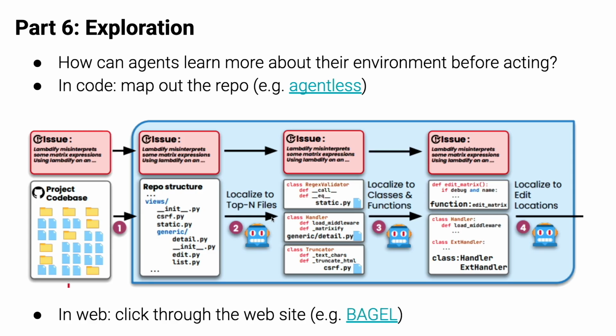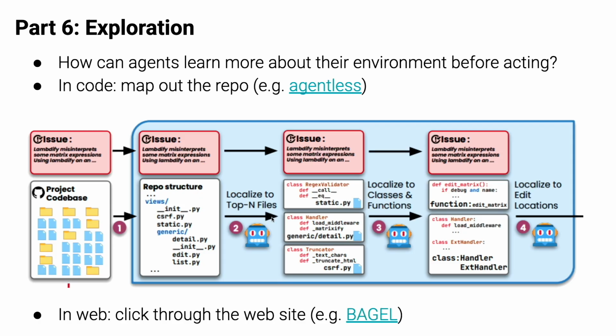Another thing that I worry about is exploration. So how can agents learn more about their environment before acting? And in coding workflows, there's a bunch of different ways to do this. One popular way of doing this is to basically provide the agent with the full structure of the repository that it is dealing with, and have the agent gradually drill down into the place where it should actually be modifying to make a fix or something like this.